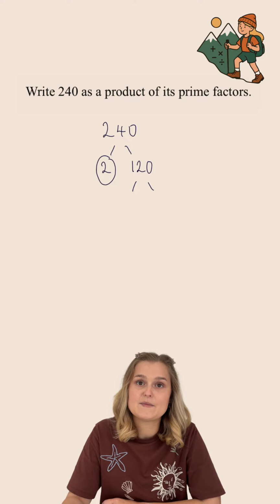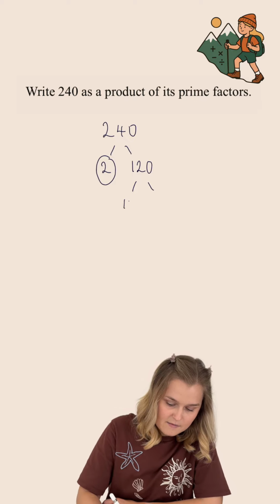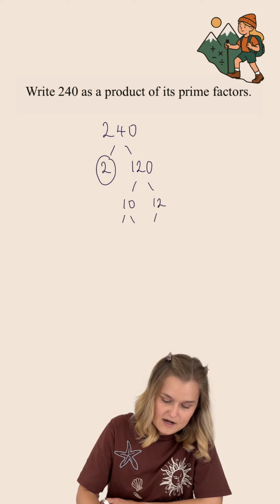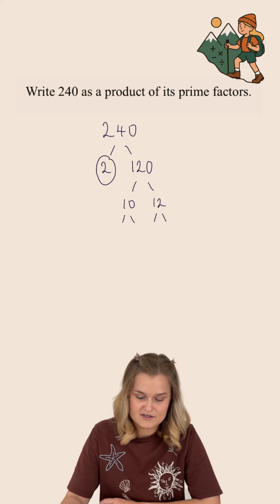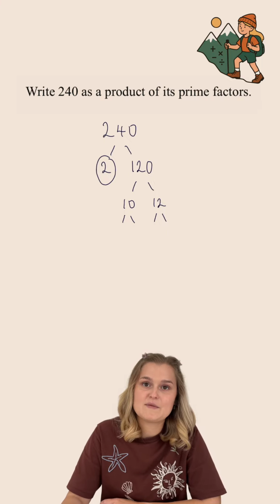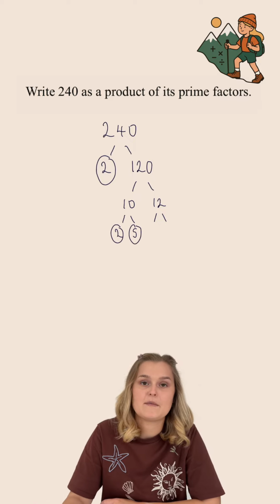Now I'm looking for two numbers that when I multiply them together, they give an answer of 120. I'm going to go with 10 and 12. Neither of these are prime, and so I'm going to continue my factor tree down from both of these. So now I'm looking for two numbers that when I multiply them together, they give 10. I'm going to go with 2 and 5, both of which are prime, and so I'm going to circle both of those.